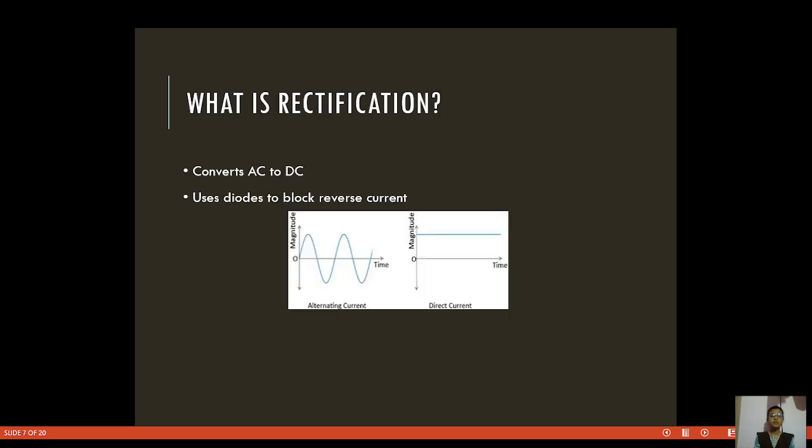The second block is rectification. Rectification means converting AC to DC. Here we use diodes, which allow current to flow in only one direction. There are different types of rectifiers based on their applications and advantages. Rectification means converting AC to DC: the input is alternating current, whereas the required output is direct current. This is the input which we are giving, and this is the output which we are getting.